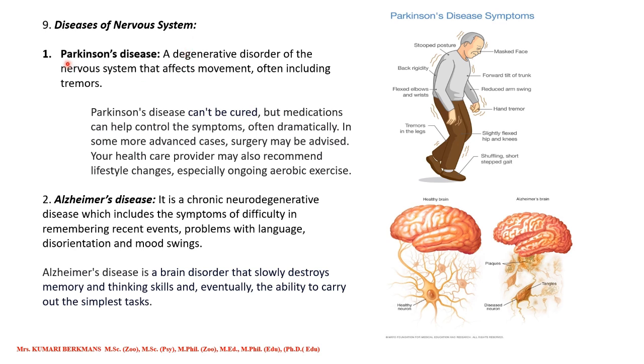So the first disease is called Parkinson disease. What is Parkinson disease? It is a degenerative disorder of the nervous system that affects movement. To keep proper health, which vitamins are very, very important? Three vitamins, that is B-complex. B-complex vitamins are very, very important.